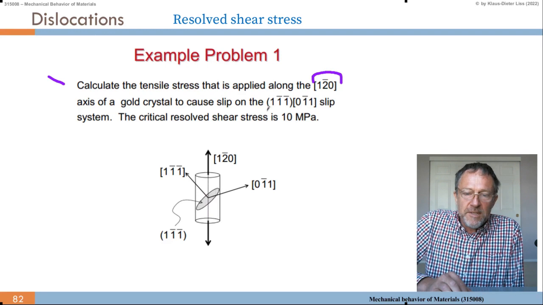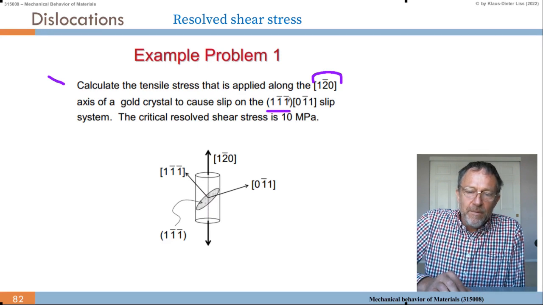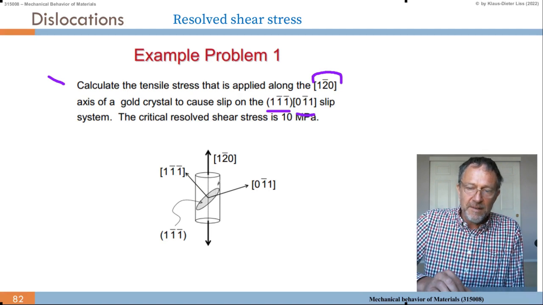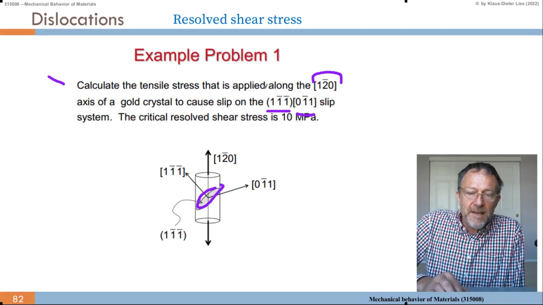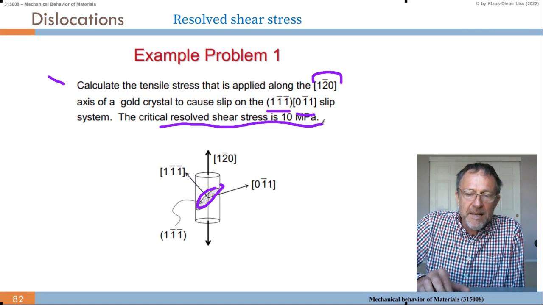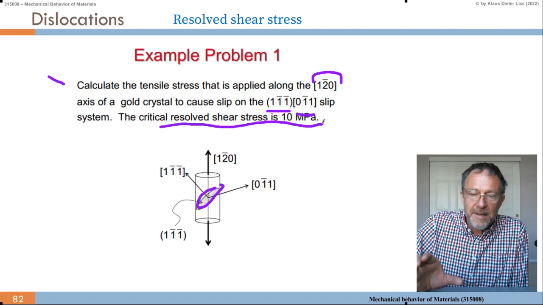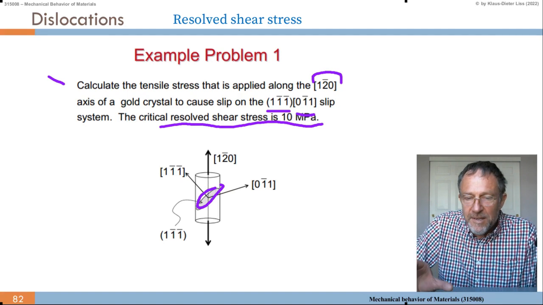To cause slip in the 1 minus 1, 1, 0 minus 1, 1 slip system. So this is the slip system. And what tensile stress do you need to apply if the critical resolved shear stress is 10 megapascal? So at 10 megapascal resolved shear stress, it starts to slip, so that's the critical resolved shear stress.